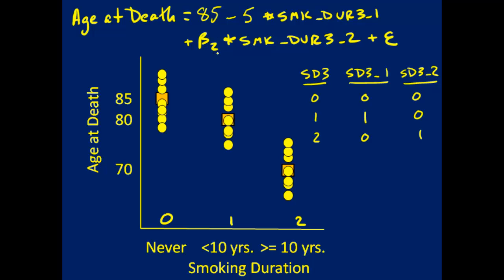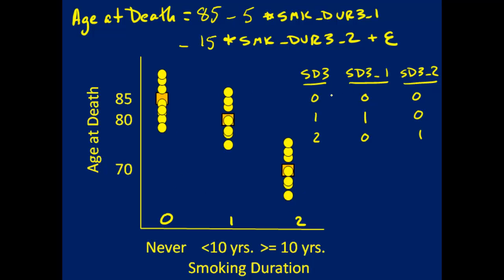And then what about this beta 2 value? This one is going to give us the placement of the random number generator in the group that smoked 10 or more years. What's going to happen for this group is that the first dummy variable is going to be equal to 0. So this beta 1 value, this minus 5, is going to get switched off because it'll be times 0. The only thing remaining will be this 85. So 85 plus this beta 2 has to give us the value here. So 85 plus beta 2 is going to equal 70. Well, what should the beta 2 value be? 85 plus what number gives 70? Well, it's negative 15. So this is going to be minus 15.